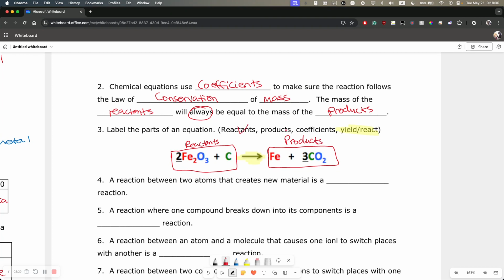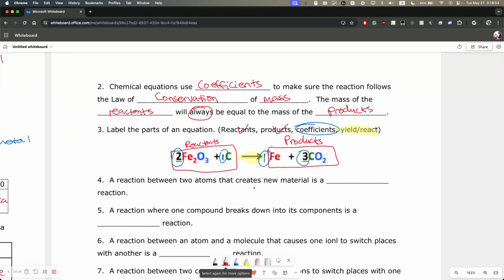So that's good. And coefficients are the numbers in front. So these numbers in front, right? And the ones without numbers, there's an invisible 1 there. We have to remember that. These are our coefficients.